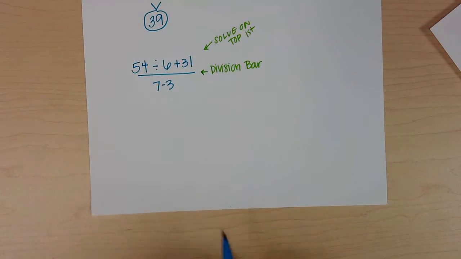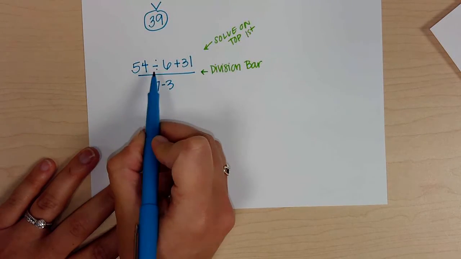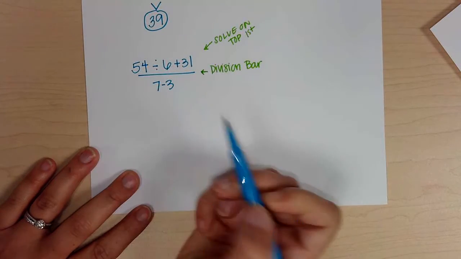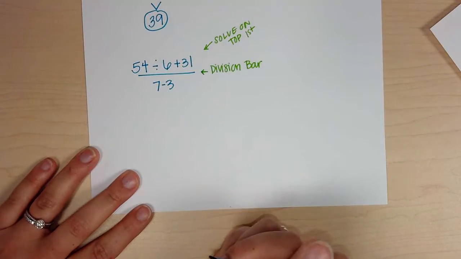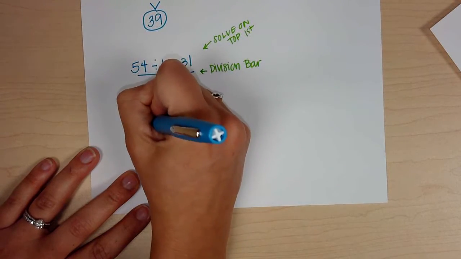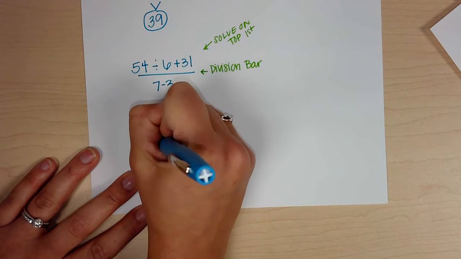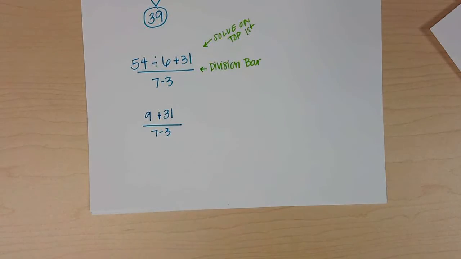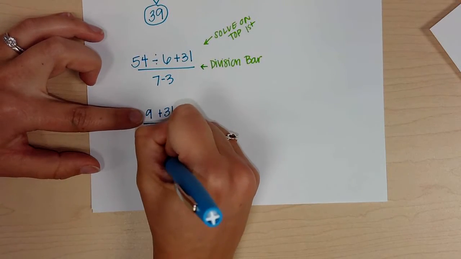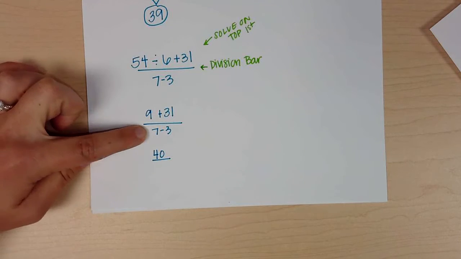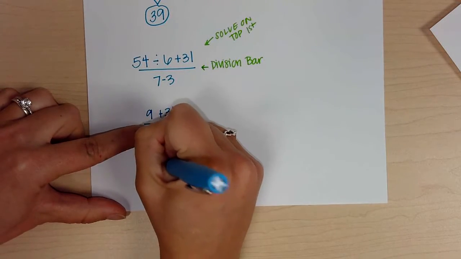So let's try. I like to start on the top, and I just go in order of my operations. I've got division here, no exponents, no parentheses, so I'll start with my division. 54 divided by 6 is 9. I bring everything else down. Okay, I'm going to finish off that top. 9 plus 31 is 40. And while I'm at it, I might as well go ahead at this point and do the bottom. 7 minus 3 is 4.